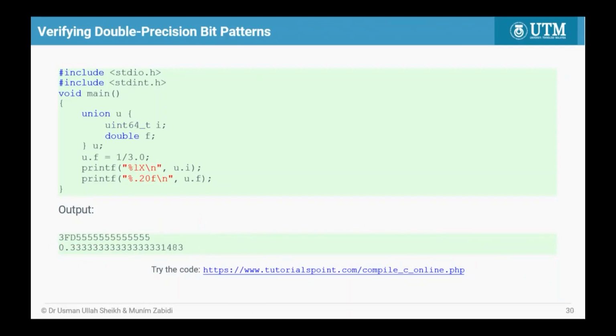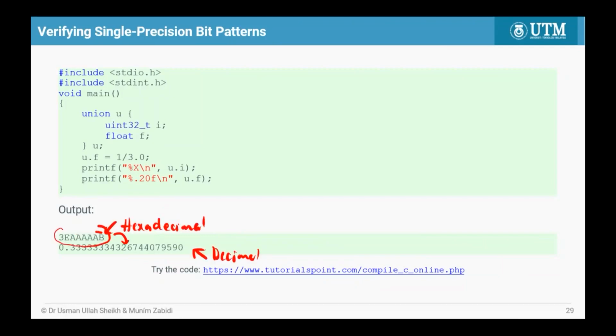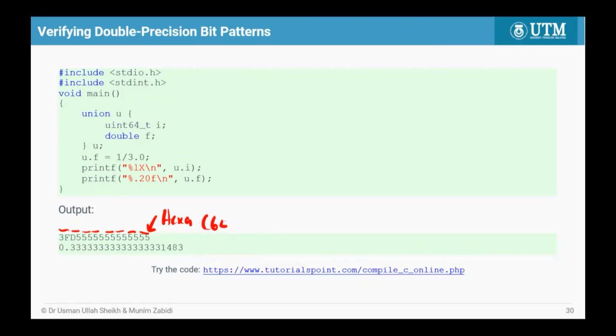Okay, so this is for double precision. You run this program here, so this is the value in hexa that you will get. If you count this one here, this is 64 bit. 1, 2, 3, 4, 5, 6, 7, 8, so it has 8 bytes, so it is 64 bit. While this one, if you count 1, 2, 3, 4, times 8 is 32 bit. And this is 64 bit, represented in hexadecimal, and this is actually the decimal number, right?